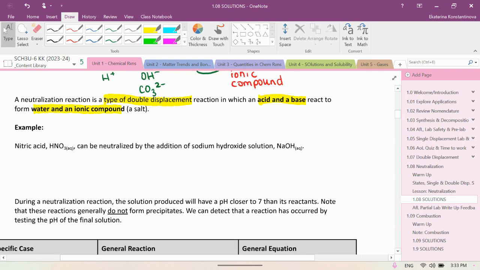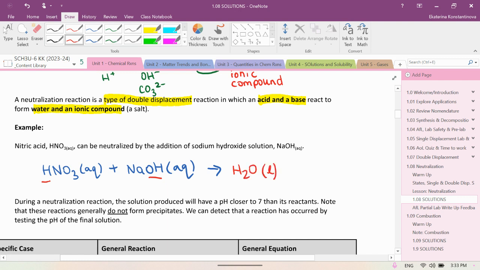So here's an example. If I have nitric acid reacting with sodium hydroxide solution, I'm going to remember when I'm writing this out that every acid and every base has to be aqueous. So when I write out this equation, you're going to see that the hydrogen and the hydroxide are going to form your H2O. That's liquid, that's water. Water is always liquid unless it's subject to heat when it becomes water vapor.